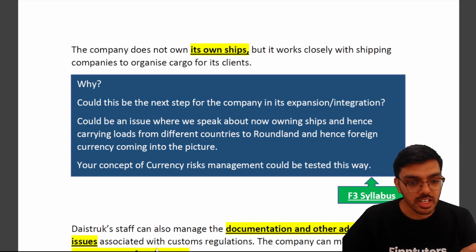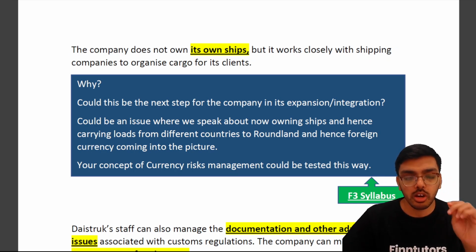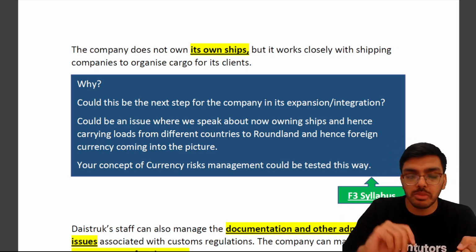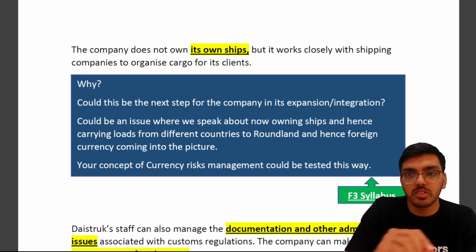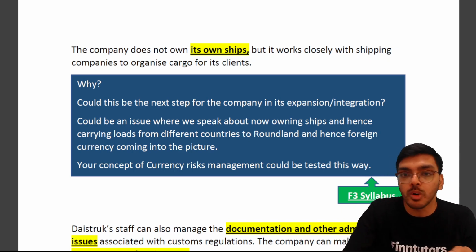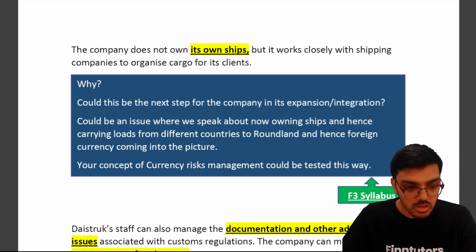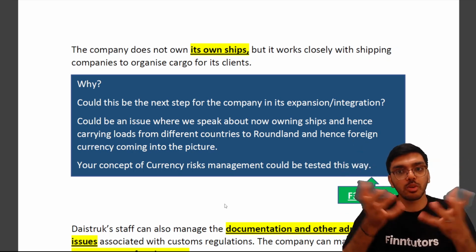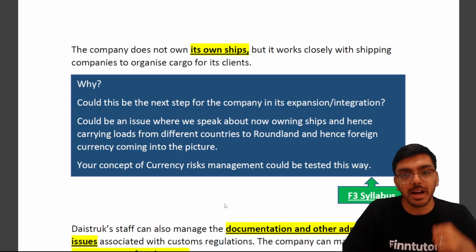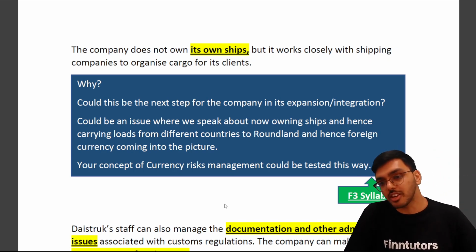Because foreign currency is coming into the picture, they can test very easily your currency risk management, so your transaction risk management, internal methods of risk management, leading, lagging, external methods, using currency forwards, using money market hedge, using currency futures. This is very much testable because of this scenario that I created. So it has a chance of coming up in the exam. It has come up in past exams. So you should have the basic knowledge of what currency risk management is.